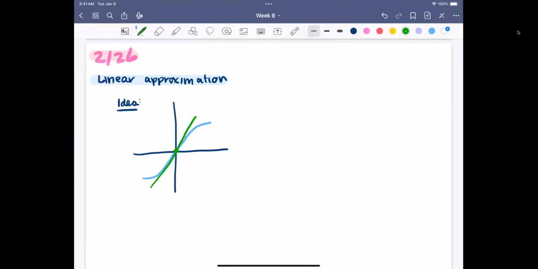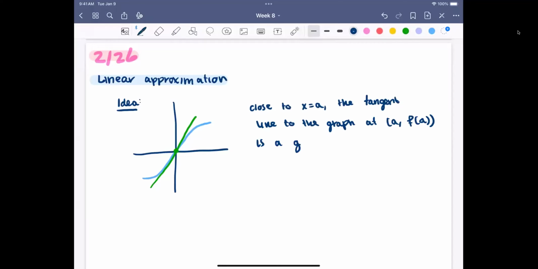So the idea is that close to, in this drawing it's 0, but let's say close to x equals a, the tangent line to the graph at the point a comma f of a is a good approximation of the function.